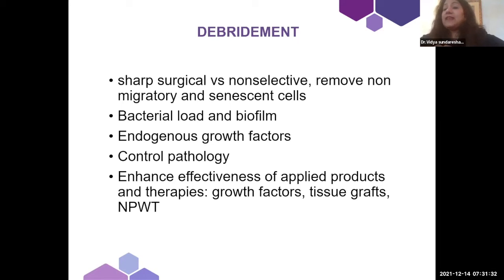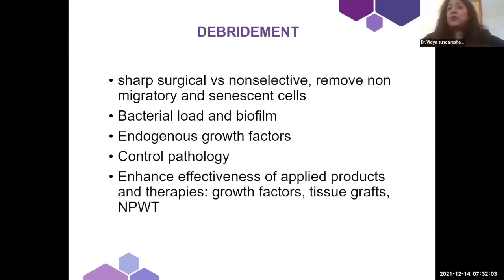And also, if there's any infection, the bacterial load comes down, and biofilm. Bacteria produce biofilm, and when you're removing that mechanically, that really helps with the debridement. That biofilm also comes off, and the bioburden comes down. So you're helping in many ways when you're debriding a wound, making sure that the perfusion is good. The next step would be to see how you can help it heal faster.